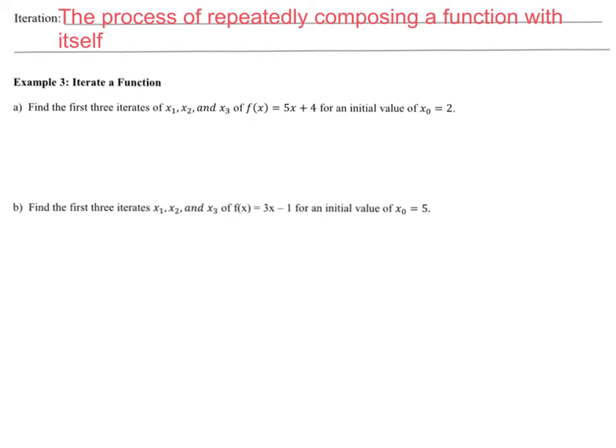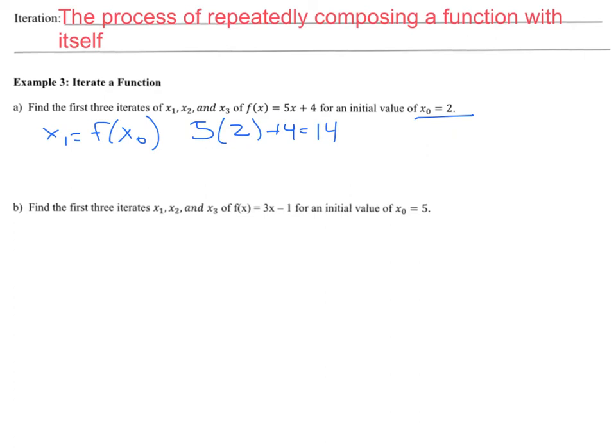So the first thing we want to do is say, okay, x sub 1 is equal to f of x sub 0. And this is just the notation. Your process, like I said, is still going to be the same. So we're going to take the formula that they gave us, f of x equals 5x plus 4, and plug in that 2 that they gave me. So I'm going to have 5 times 2 plus 4, which is going to give me 14.